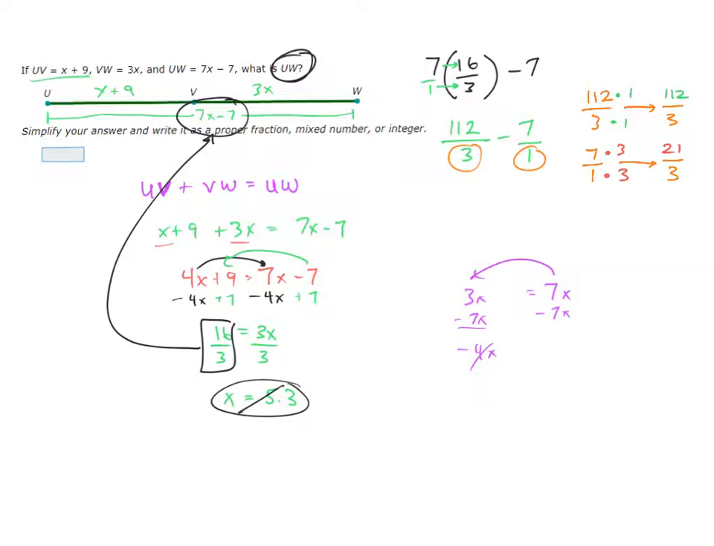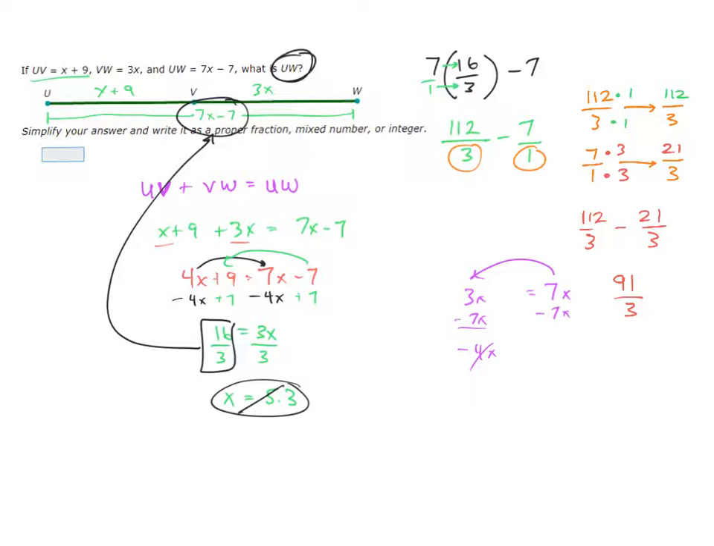So my two new fractions are 112 over 3 minus 21 over 3. I'm only going to subtract the tops. You never add or subtract your denominators. And you end up with 91 over 3.